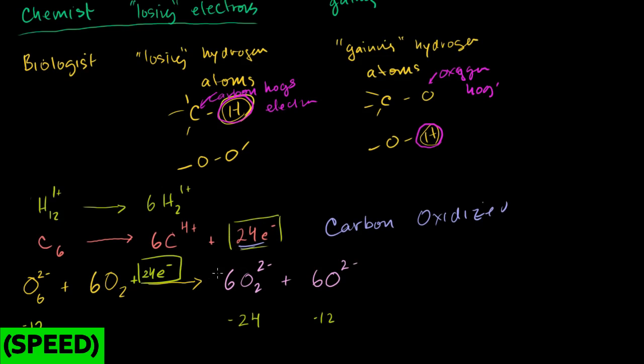So from the chemistry point of view, it's very clear. Carbon was oxidized, and oxygen gained electrons, right? It's gaining these electrons right here. Reduction is gaining. Oxygen is reduced. And this is all a bit of review, but it's nice to see it in the context of cellular respiration.